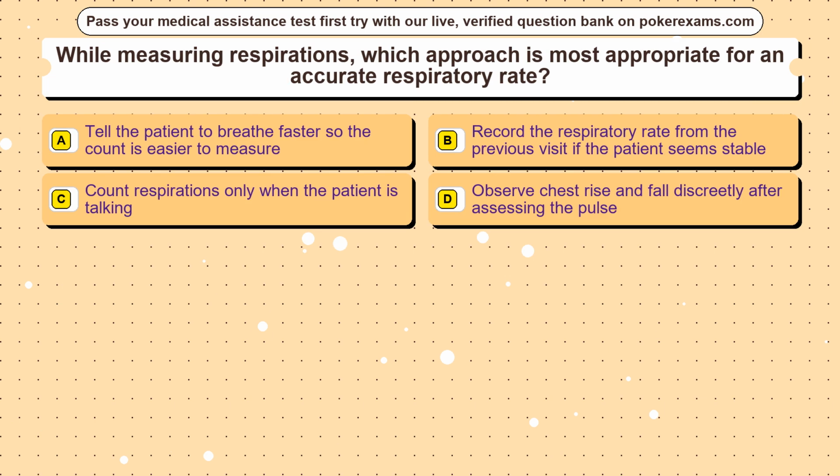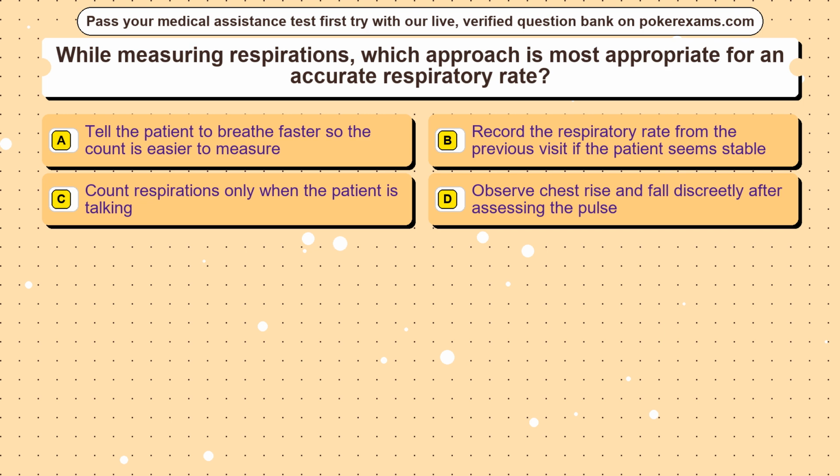Question 33. While measuring respirations, which approach is most appropriate for an accurate respiratory rate? Option A. Tell the patient to breathe faster so the count is easier to measure. Option B. Record the respiratory rate from the previous visit if the patient seems stable. Option C. Count respirations only when the patient is talking. Option D.